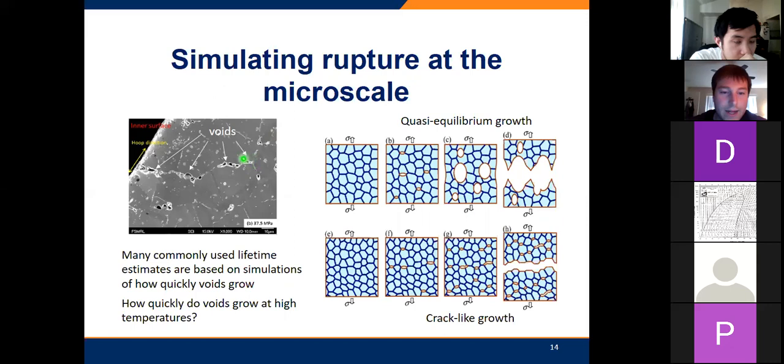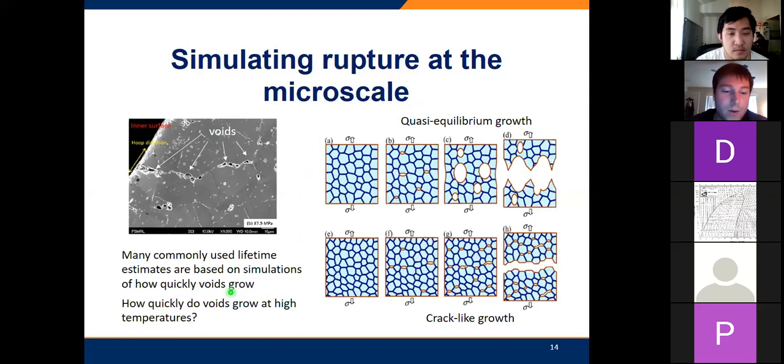Those are voids. And voids tend to grow, right? They nucleate, and then they grow, and then they link together. They form microscopic cracks, and then those microscopic cracks link together to form macroscopic cracks. And many commonly used lifetime estimates, if you're designing something and you ask yourself how long is this going to last under this stress state, many commonly used estimates are based on simulations of how quickly voids grow. The faster voids grow, the shorter the lifetime is going to be, and vice versa. So one of the things we're interested in here, how quickly do voids grow at high temperatures?